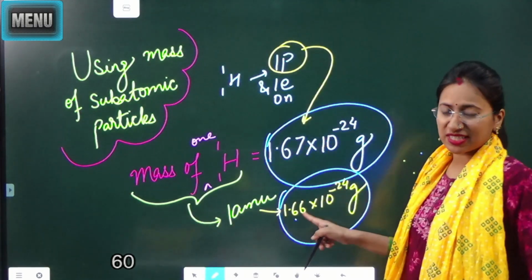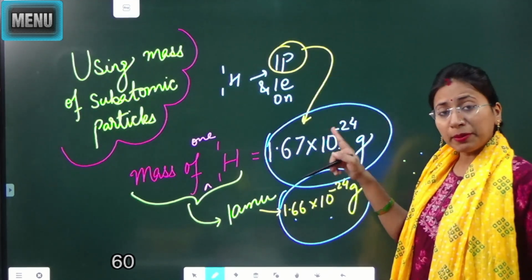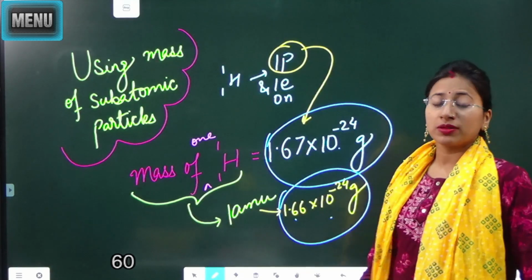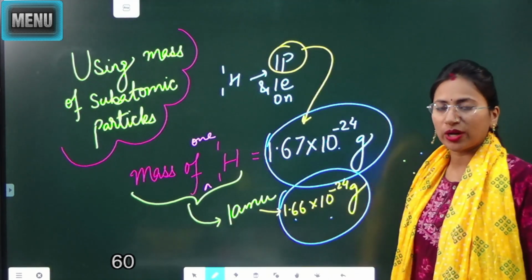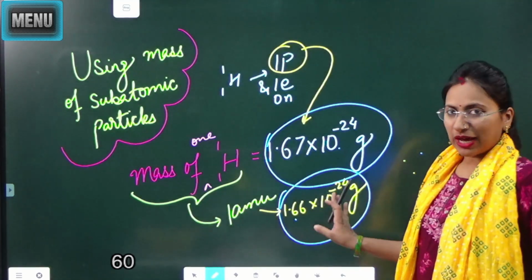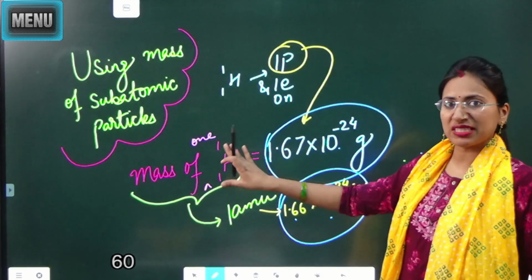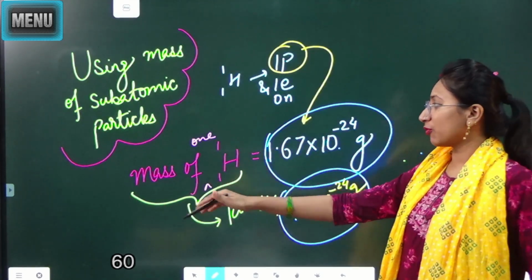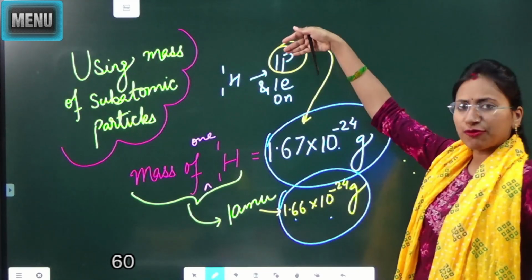It is 1.66 into 10 power minus 24. It is 1.67 into 10 power minus 24. And both mass is related to the same thing. How can this happen? The question is this. Now these both values are trying to relate about the same thing. And if you want to check what is the mass of hydrogen atom mainly, it is mass of one proton.